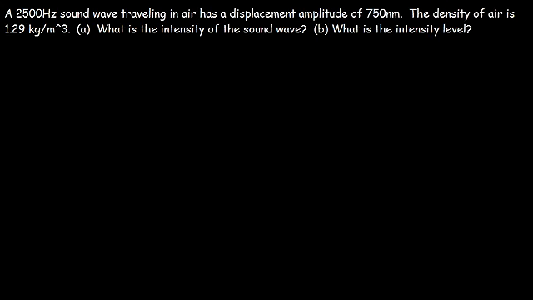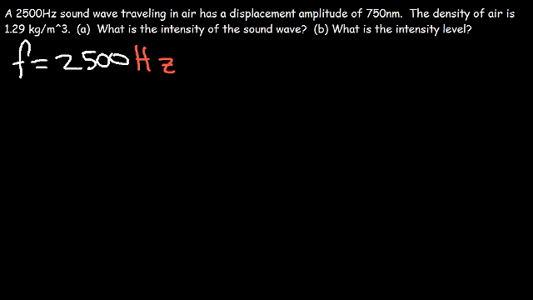A 2,500 Hz sound wave traveling in air has a displacement amplitude of 750 nanometers. The density of air is 1.29 kilograms per cubic meter. What is the intensity of the sound wave? So let's make a list of what we have. We have the frequency. It's 2500.